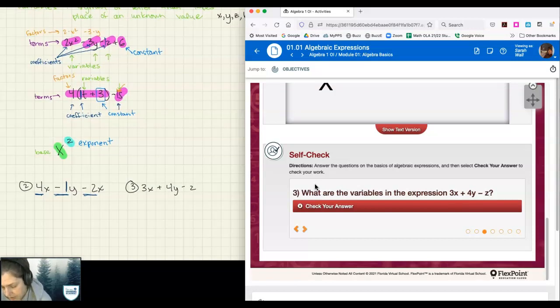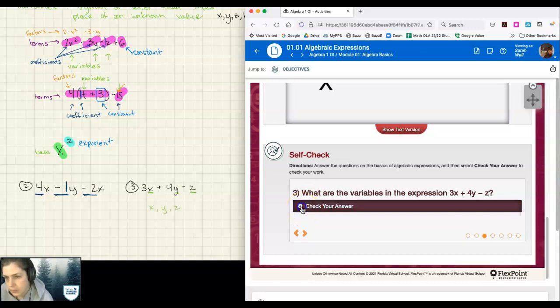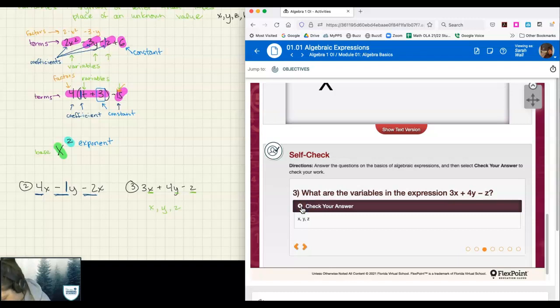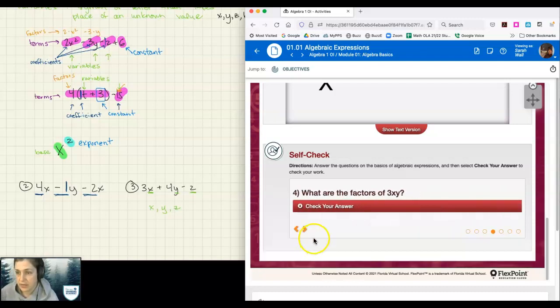So what are your variables going to be in this section? And the variables are going to be your X, your Y, and your Z. Boom. Look at that. I'm going to put a little line through that because sometimes my Z's look like 2's. I should stay in the video.